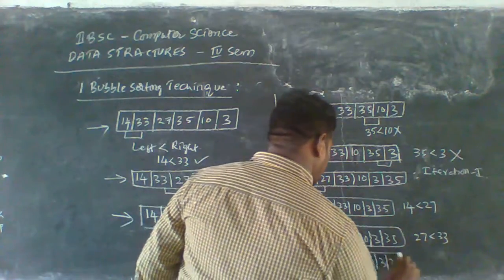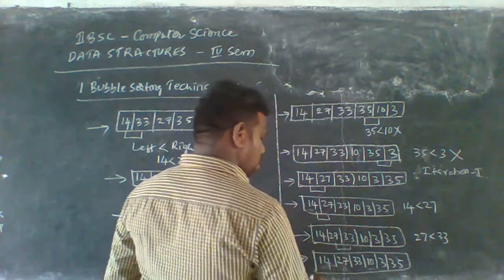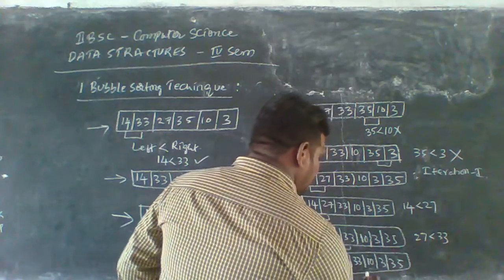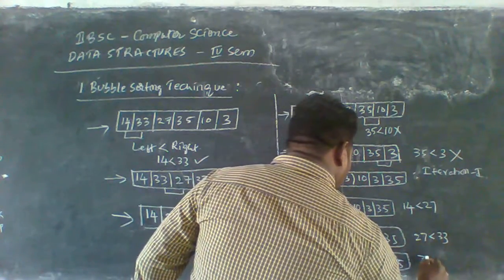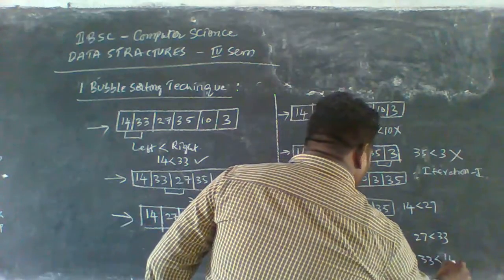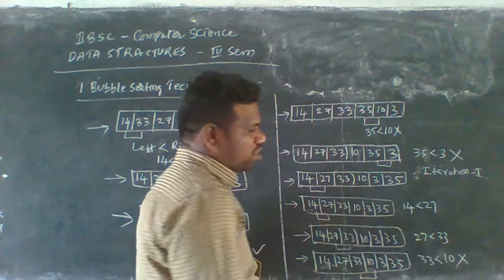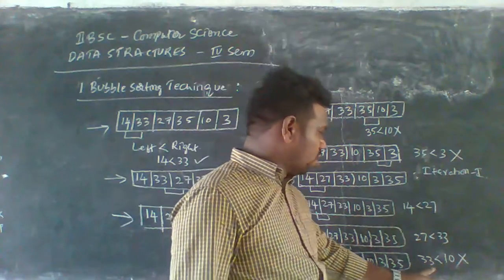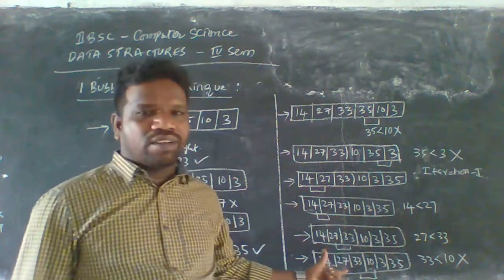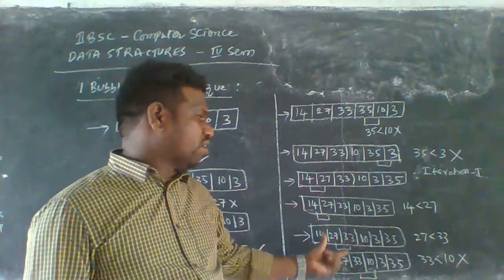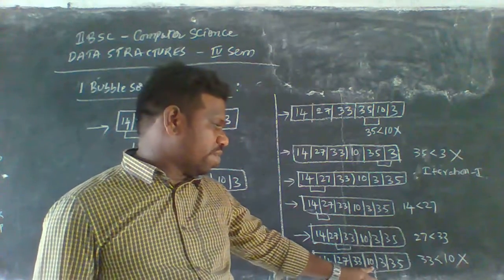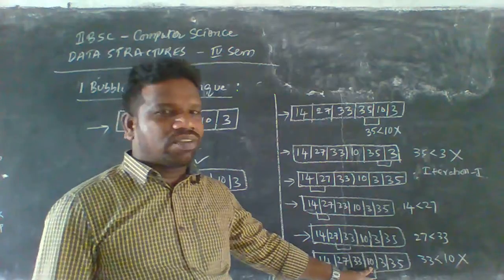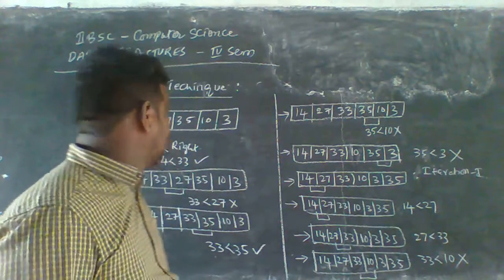Next we go to these values: 14, 27, 33, 10, 3, 35. We compare these two values, 33 and 10. The condition will be false. Whenever the condition becomes false, we swap these values into systematic order. So 10 will be placed here and 33 will be placed here.